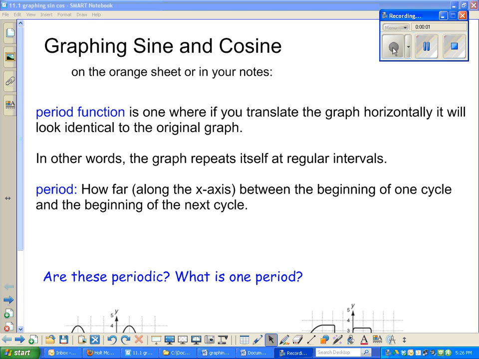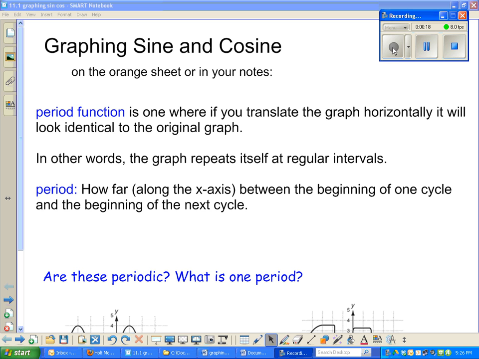We are going to graph sine and cosine today. Hopefully you have your orange sheet in front of you. You can take notes on this or in your notebook. You're also going to need your calculator. We're going to be using our calculator to help us find some values of sine and cosine.